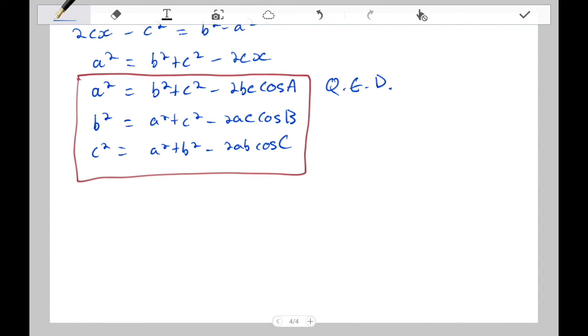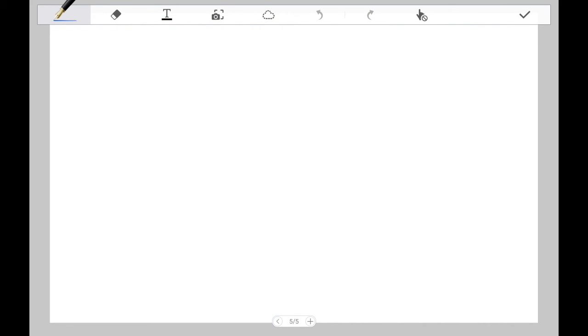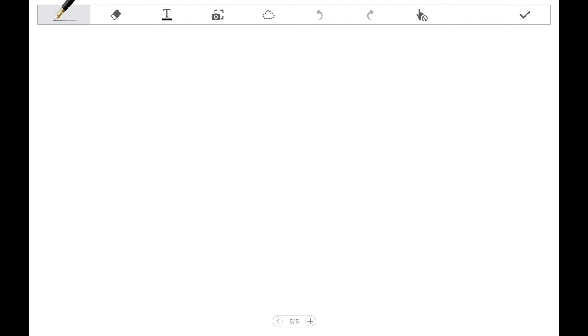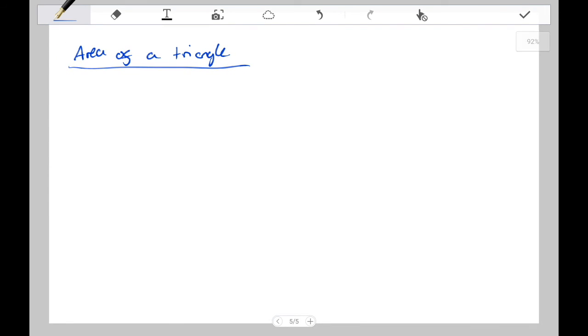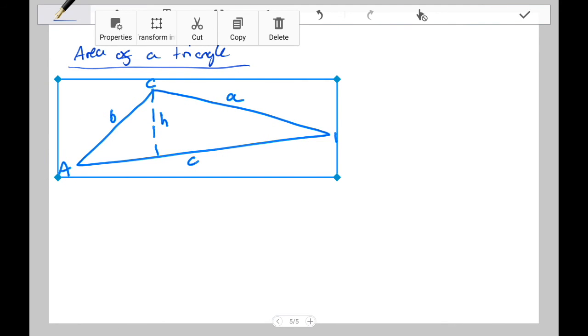Brilliant. That is the cosine rule done, and the sine rule done, and we've got one left to do now, which is looking at the area of a triangle. So we're now going to look at calculating the area of a triangle. And for this, we're going to need our triangle again. Let's bring that back. There's our triangle.